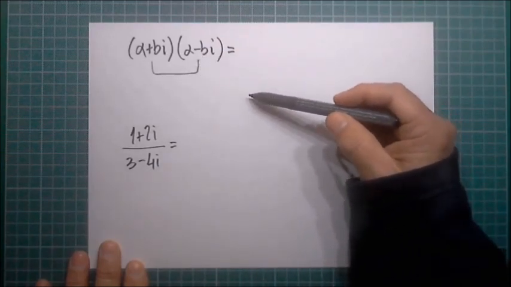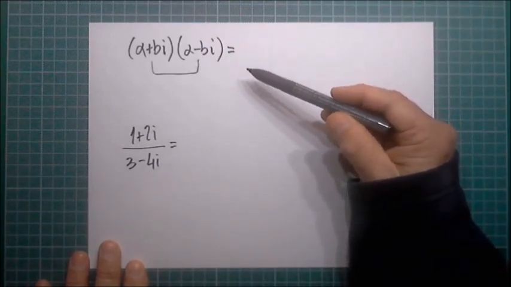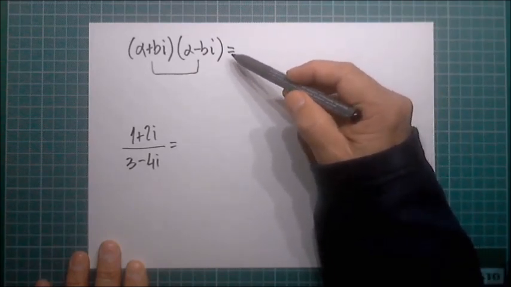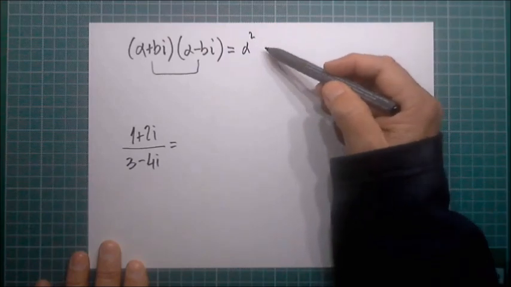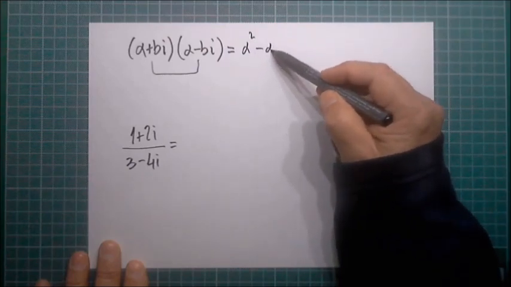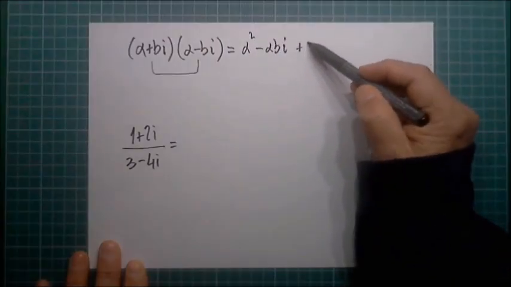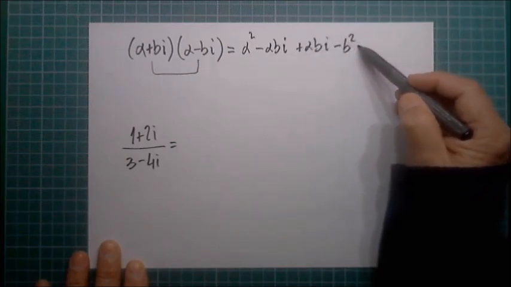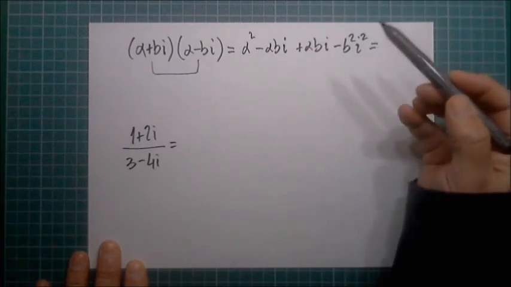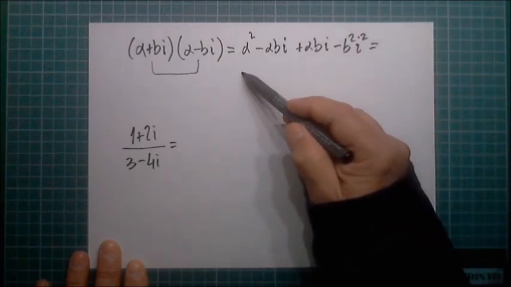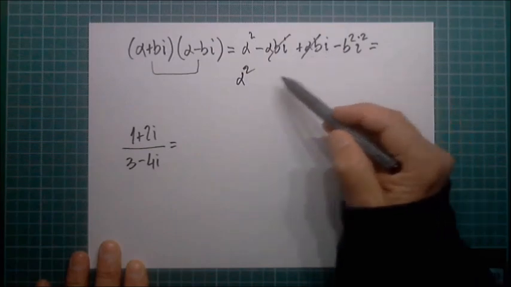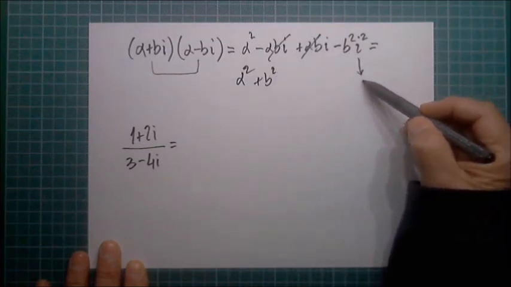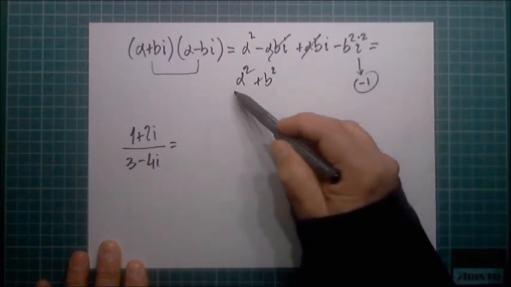What happens if we multiply these two complex conjugate numbers? So we have a squared, a times a, minus abi plus abi, following the distribution law, minus b squared i squared. And what we finally have here is this. These two go away, so a squared plus b squared. Remember that i squared equals minus 1. So this is always the result here.